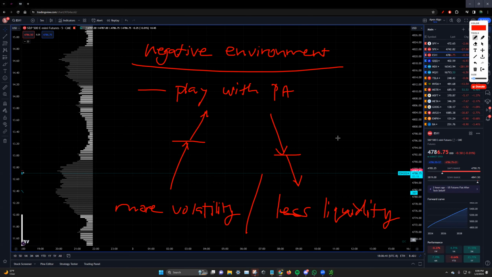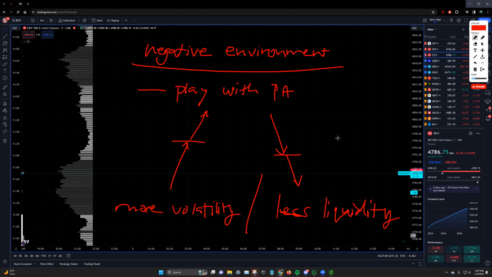So once again, positive environment versus negative environment. Positive means playing against price action, selling the rips and buying the dips. And when it comes to a negative environment, they play with the price action. So they continue to buy the rips and they sell the dips.